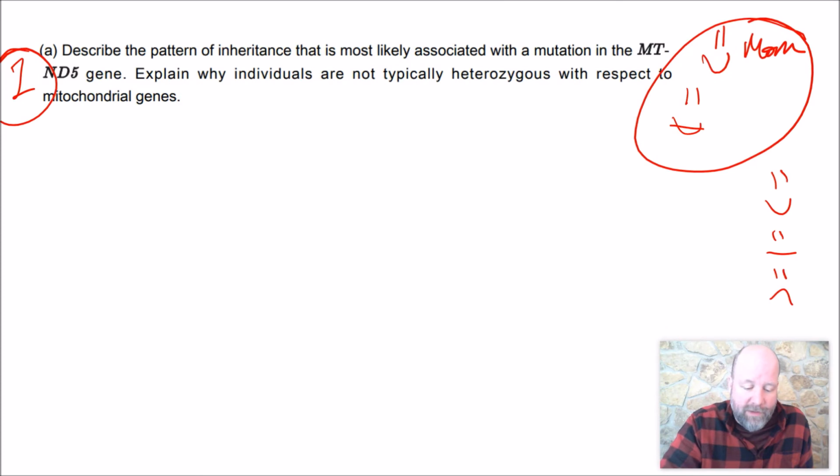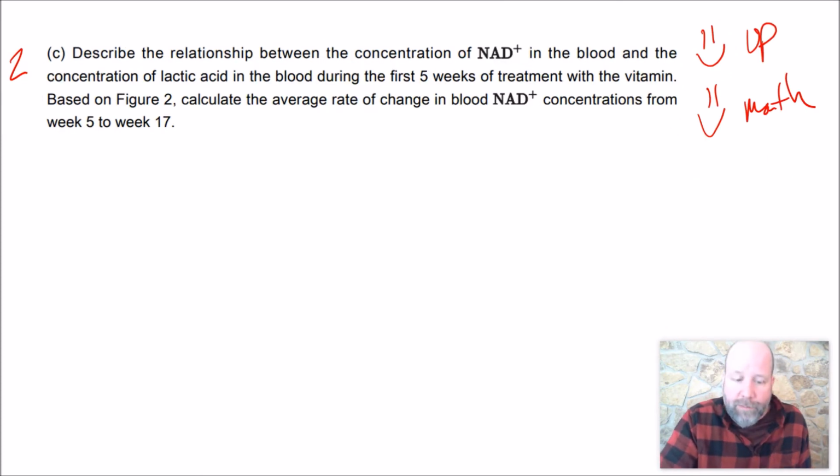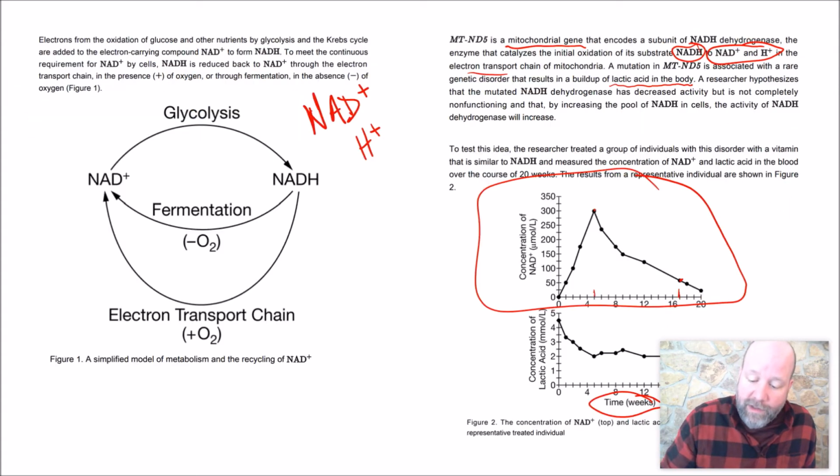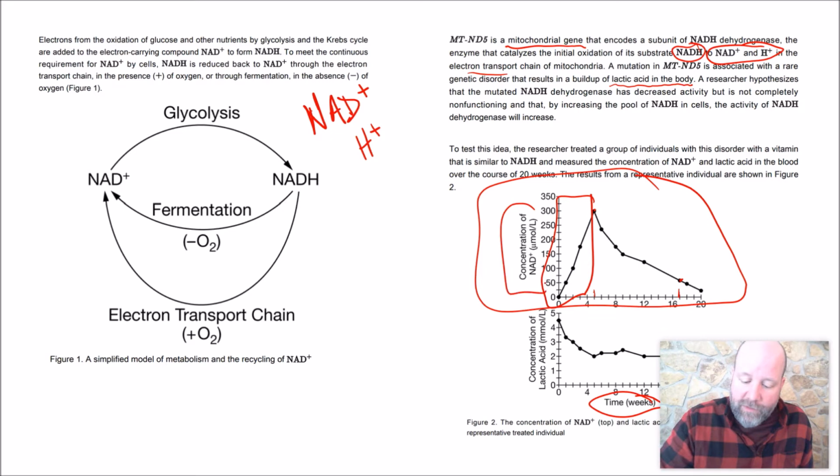You can start on any of these. I would probably start here on part C, just because it looks super easy. Describe the relationship between the concentration of NAD plus in the blood and the concentration of lactic acid in the blood in the first 5 weeks of treatment with the vitamin. Again, going back to that graph, first 5 weeks, it's going up. The concentration of NAD plus goes up dramatically.